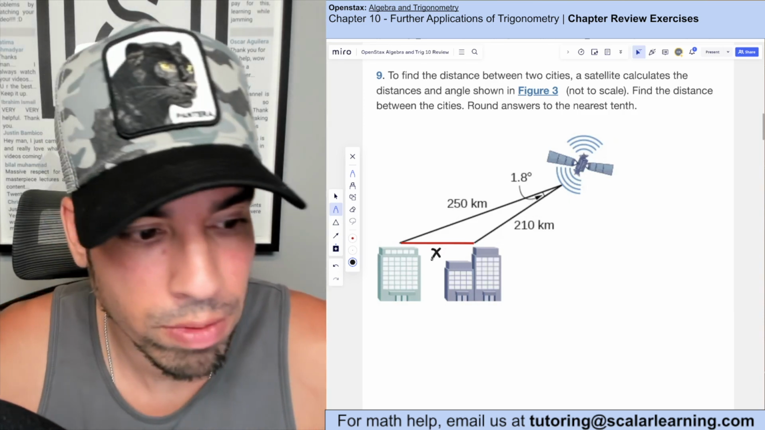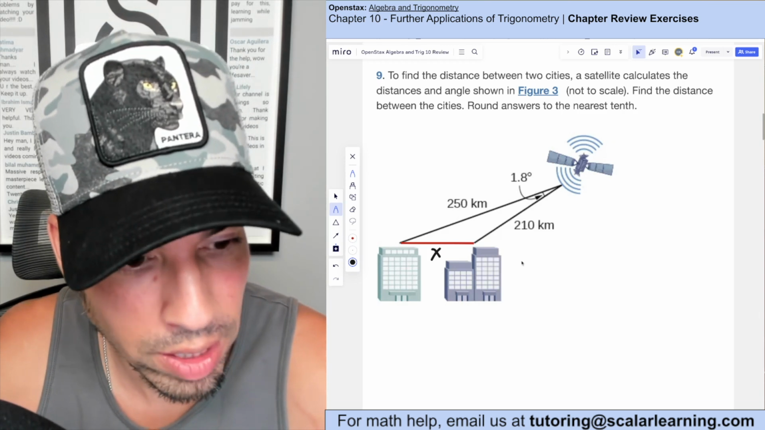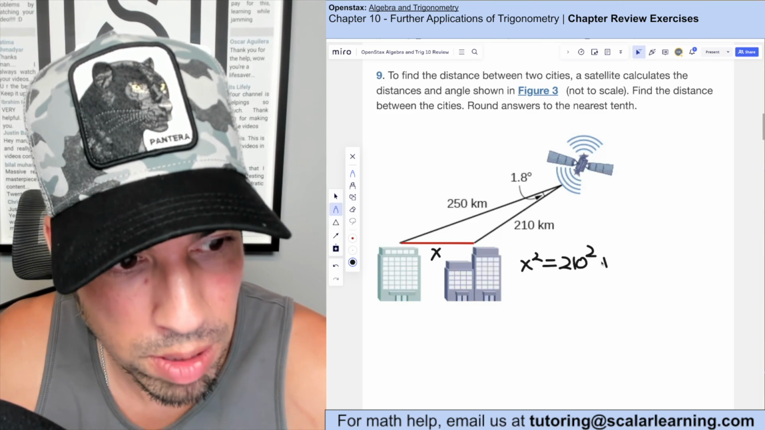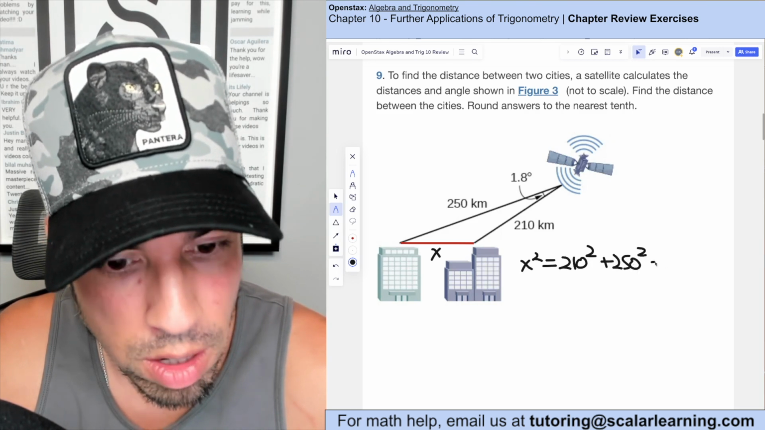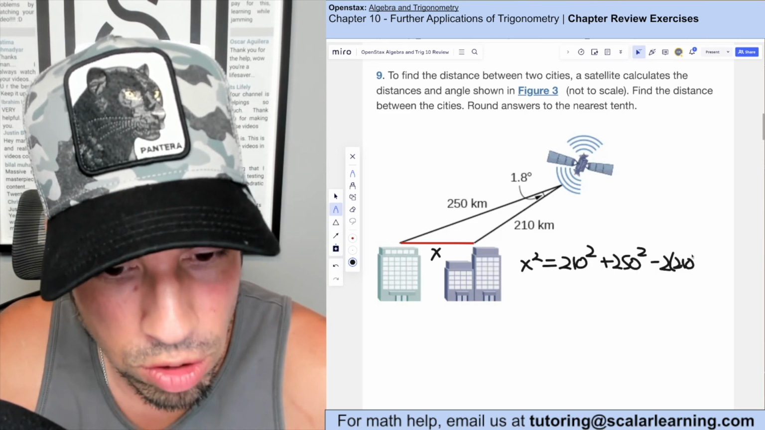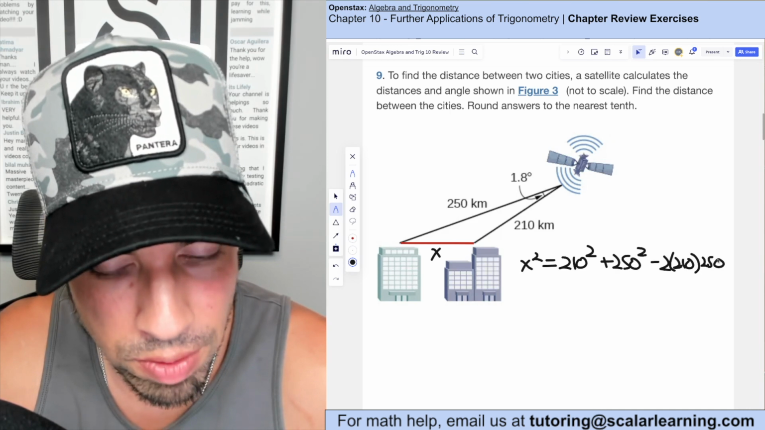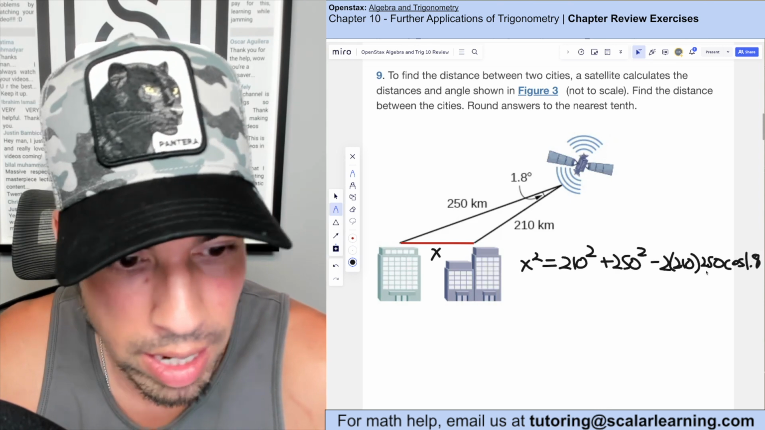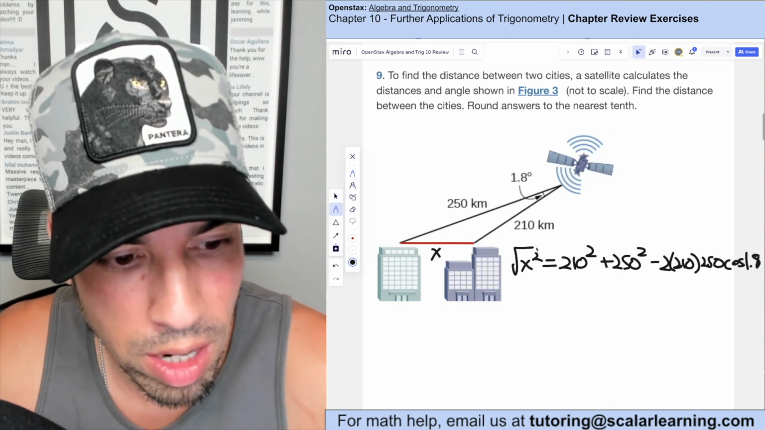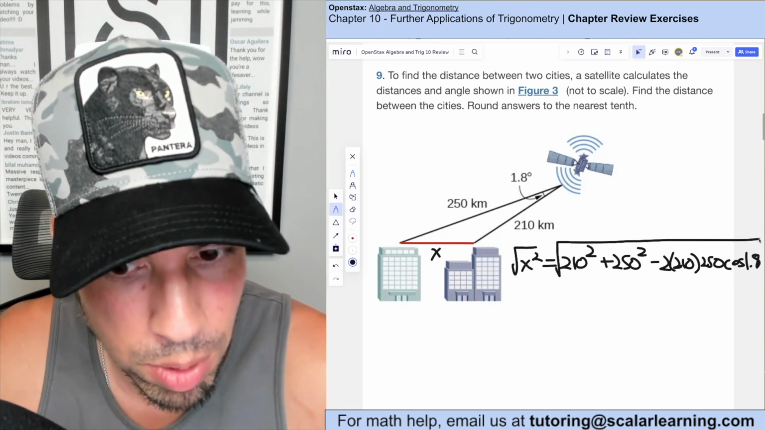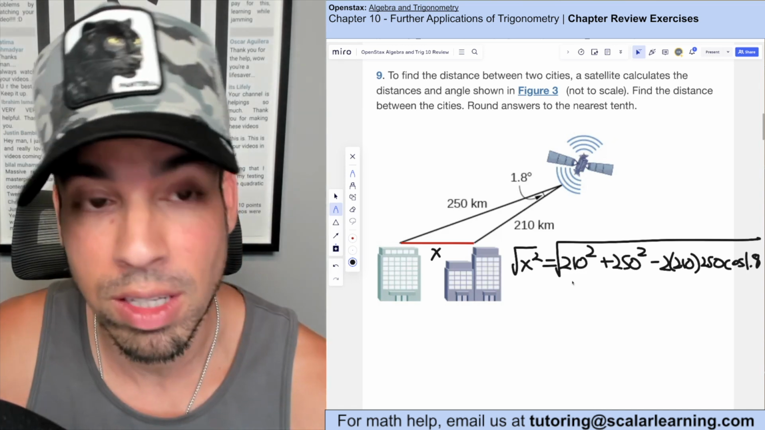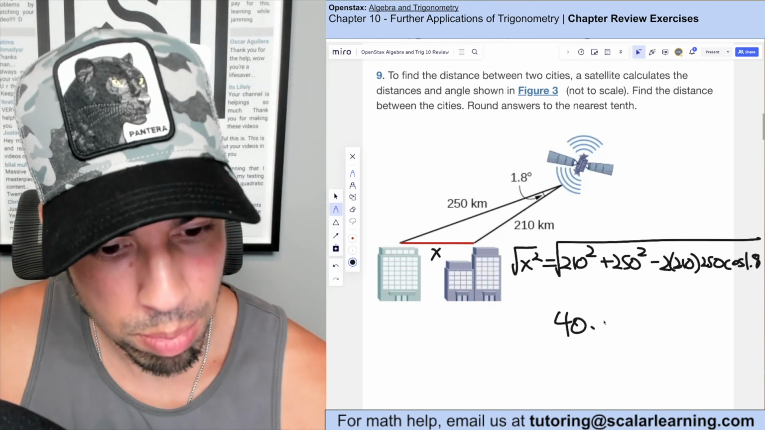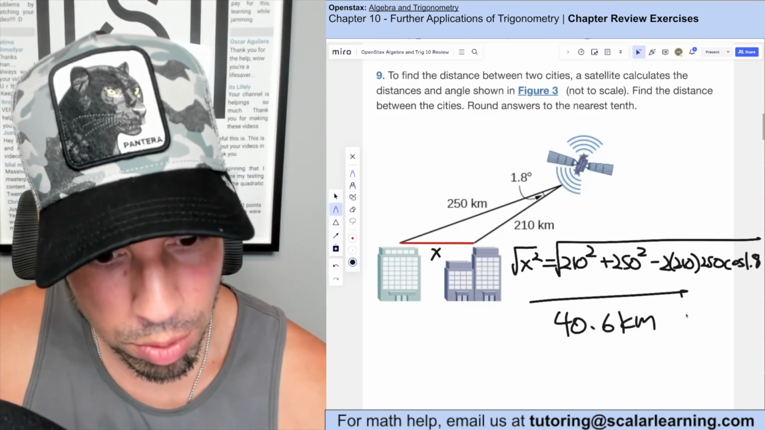So to figure that out, let's call it x. Well, we can use the law of cosines because we know the opposite angle. So I can say x squared is equal to one side squared plus the other side squared minus 2 times the product of those sides, 210 and 250, and then times cosine of that opposite angle, cosine of 1.8. And I don't want x squared, I want x, so I can take the square root of both sides and I can get x. Let's do that now in Desmos. And here we get 40.6 to the nearest tenth, so we'll say 40.6 kilometers, boom, done.